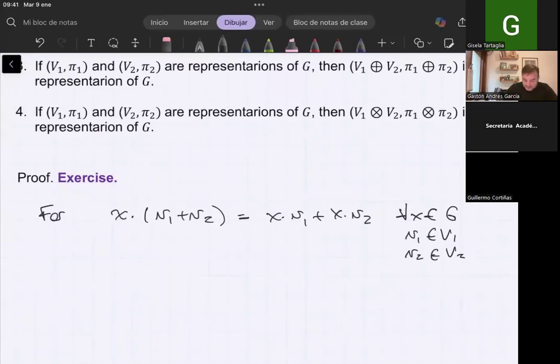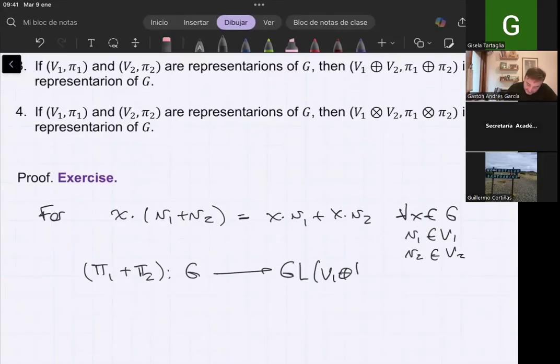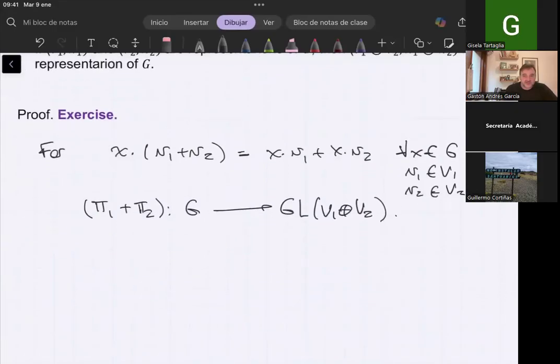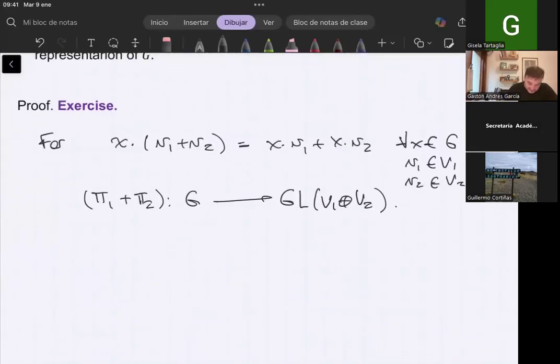Okay, one can prove that it is a representation because every component is a representation. One can prove that one has the homomorphism of groups. This is a homomorphism of groups because each one is a homomorphism of groups. So this goes from G to GL of V1 plus V2. Okay? So the exercise is to prove that this is, again, a group homomorphism. This is an easy exercise.